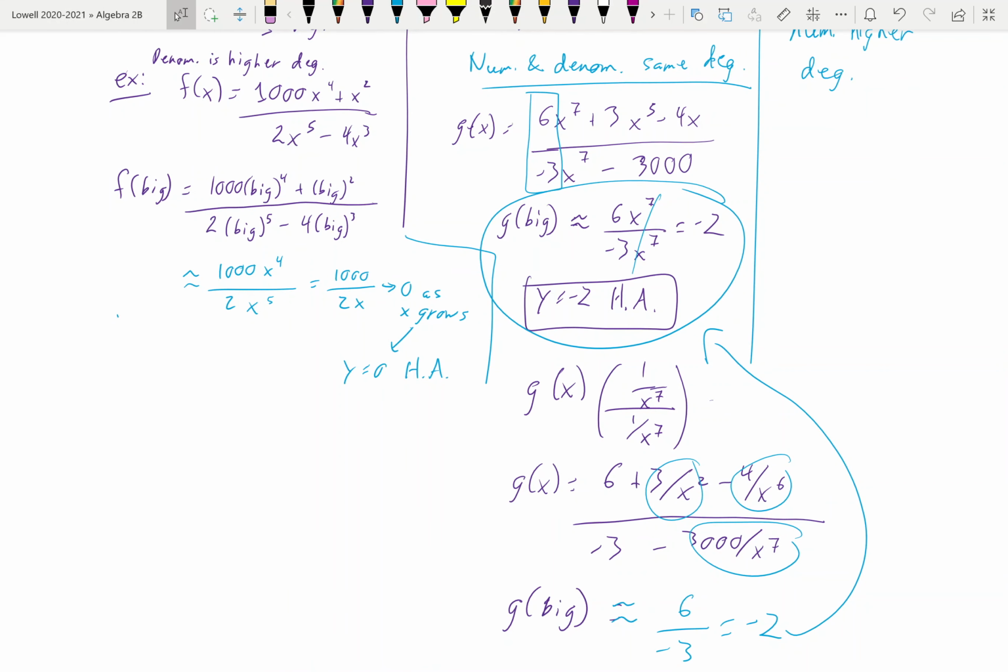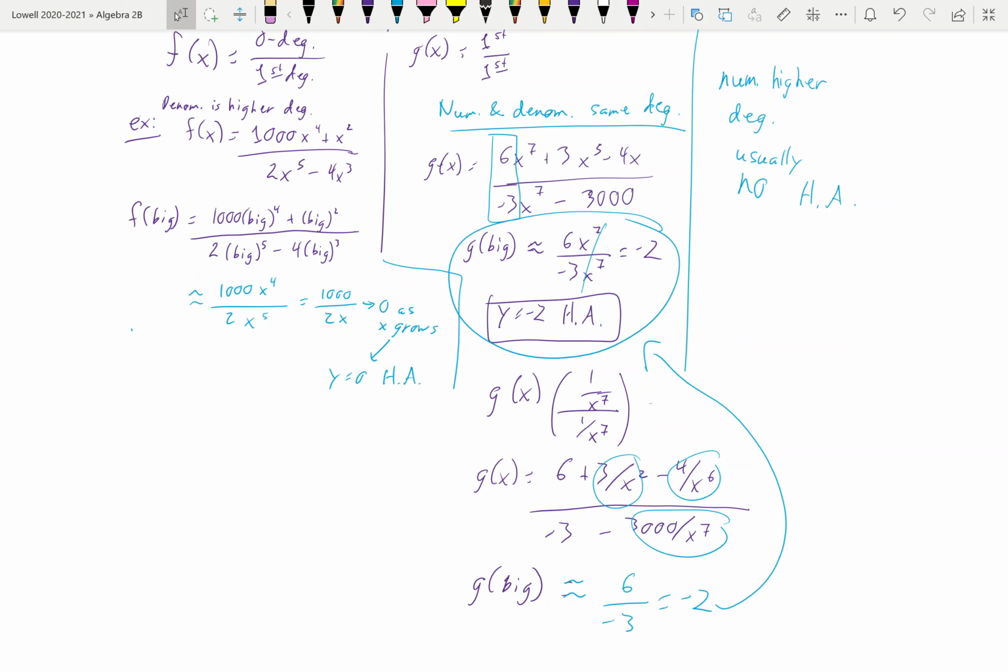So there usually isn't a horizontal asymptote. Okay, I wouldn't say never, because I suppose there could be one, but I think generally, 99% of the time, there won't be one.